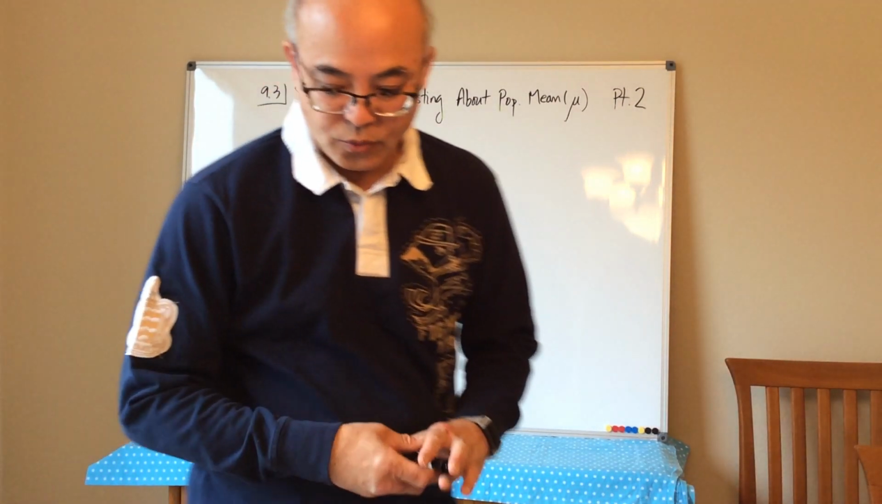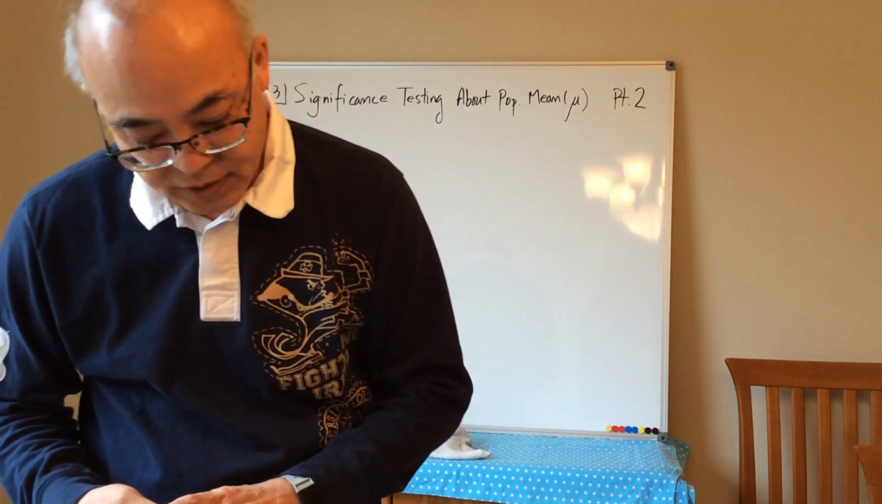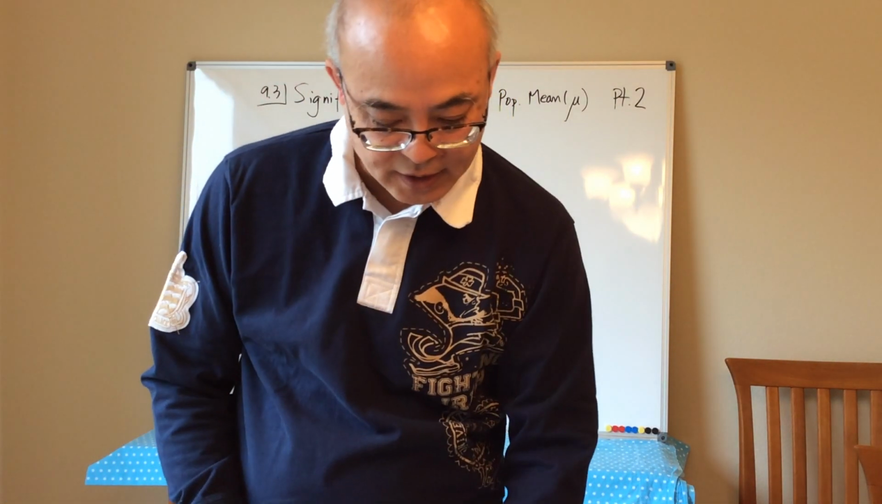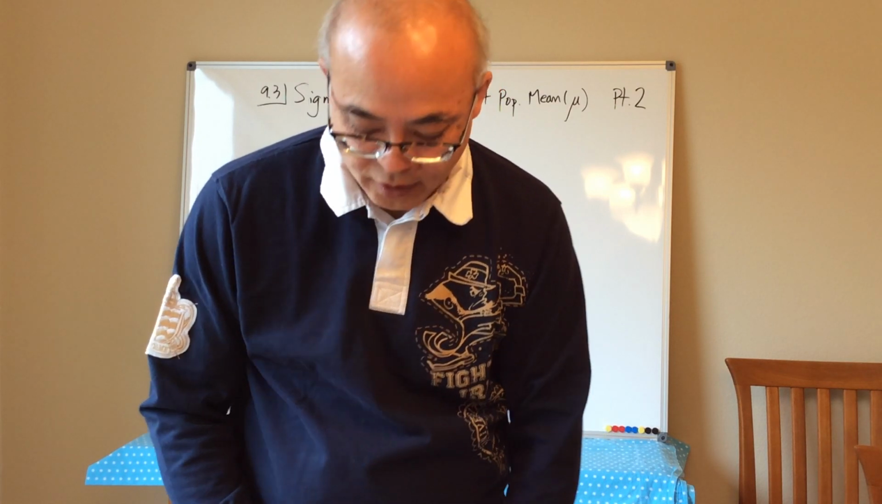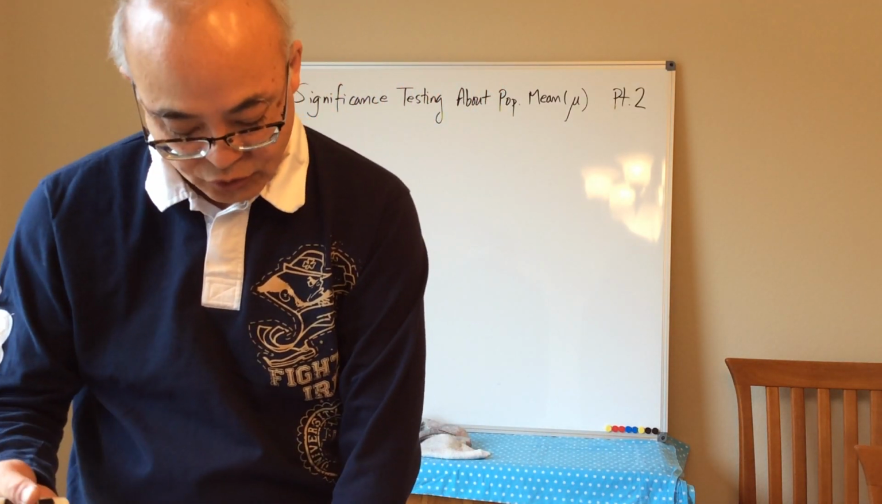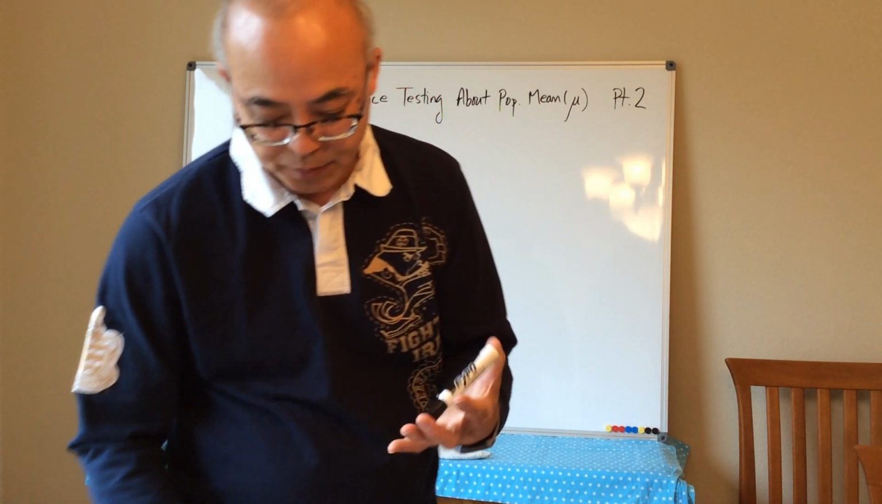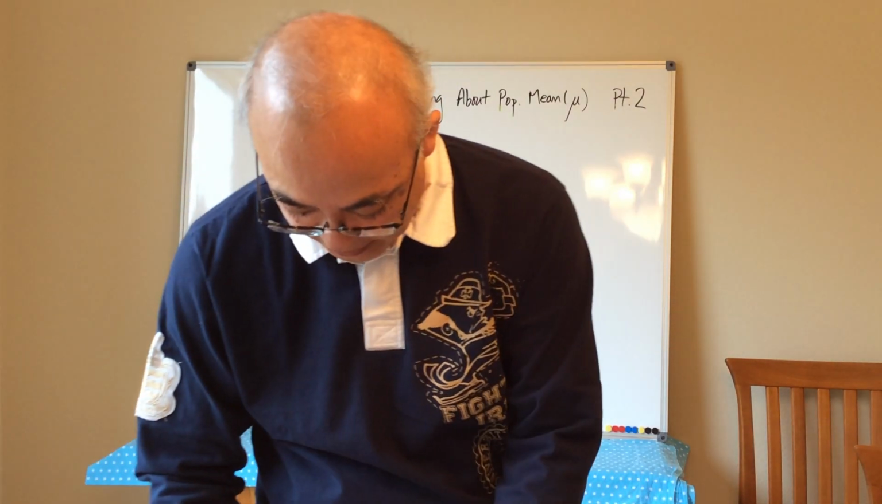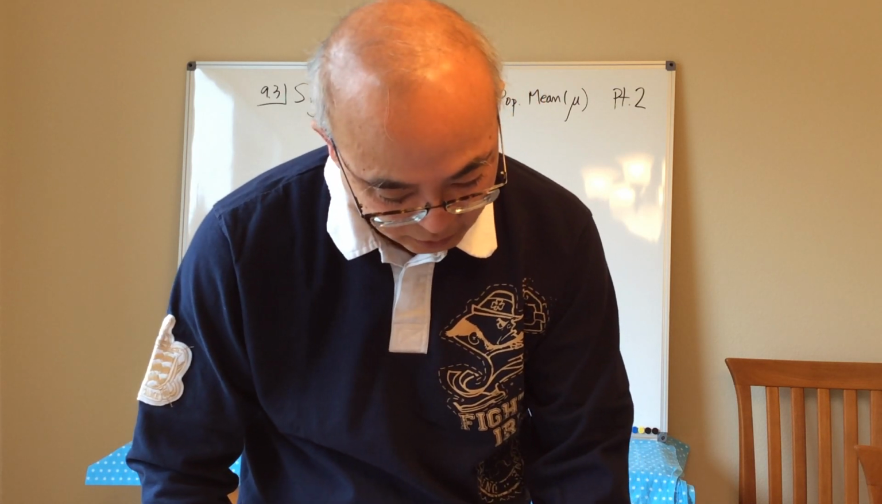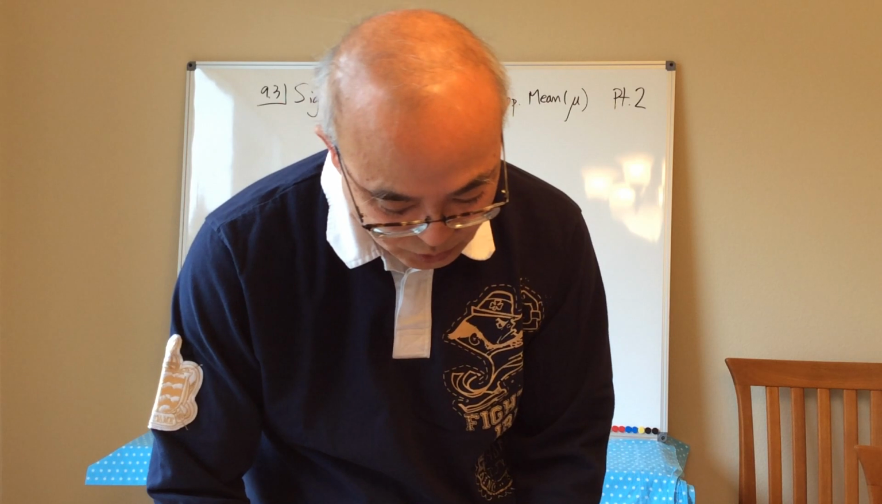All right, we're going to continue on with part 2 of section 9.3. In this one, we're going to put it all together and do a t-test for the mu. We're going to do a one sample t-test for the mu. Let's go to page 591, go to 592.